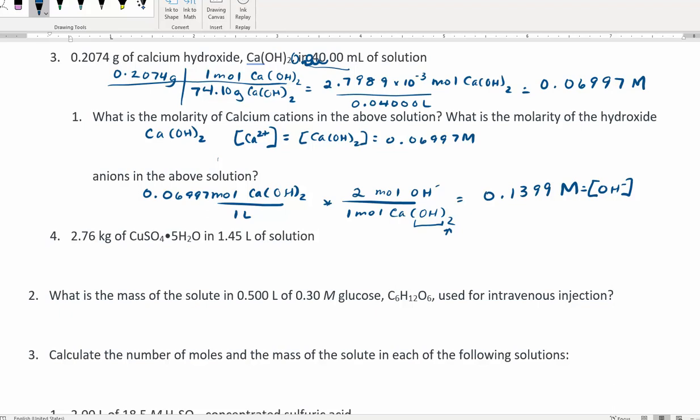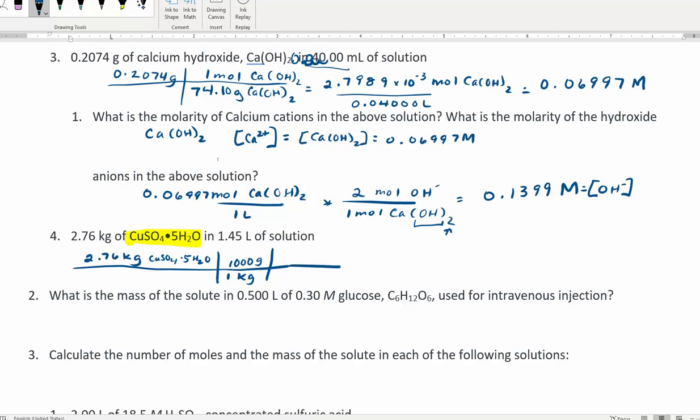Number 4, we're going to find the molarity of 2.76 kilograms of copper sulfate pentahydrate. Now, I chose this one on purpose because you are using this in your lab for this module, or the next module, depending on which course you're taking. So we're going to start with 2.76 kilograms of copper sulfate pentahydrate. That's how that is named, and it's a copper 2. Now I'm going to convert these kilograms into grams because our molar mass is in grams.